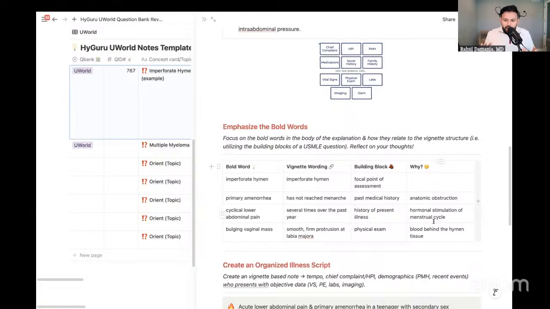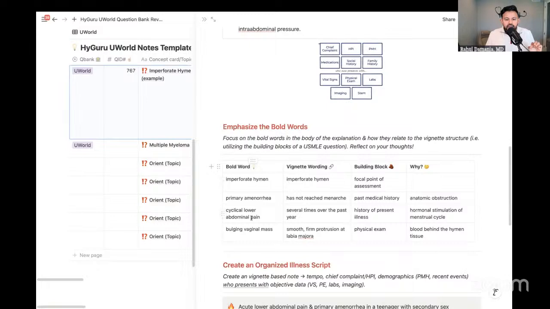When I have worked with students who have scored high in Step 2, they have this uncanny ability to understand why the patient's symptoms in the vignette are occurring. For example, cyclical lower abdominal pain, they know, oh, that's because of hormonal stimulation of the menstrual cycle causing the tissue to expand and then come down, expand and then come down. So this is the why, and that's important for us to note.